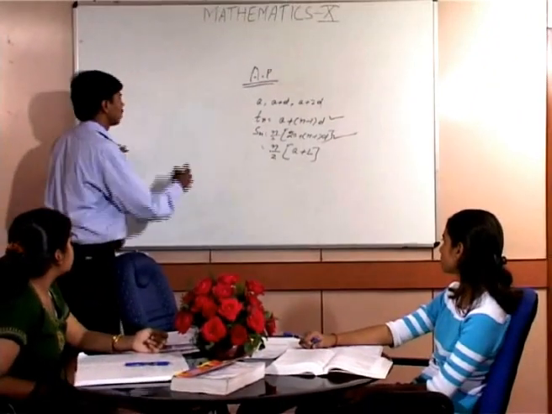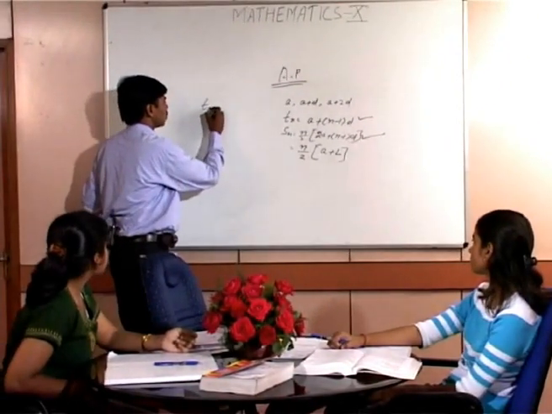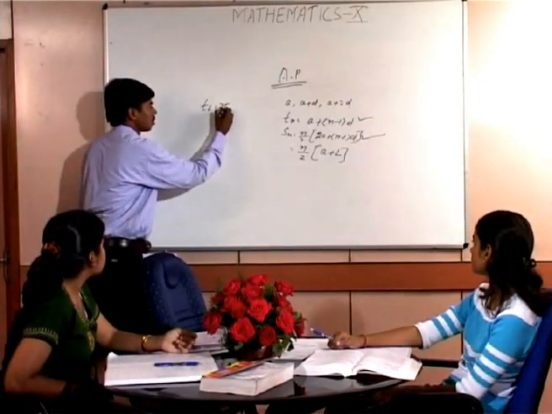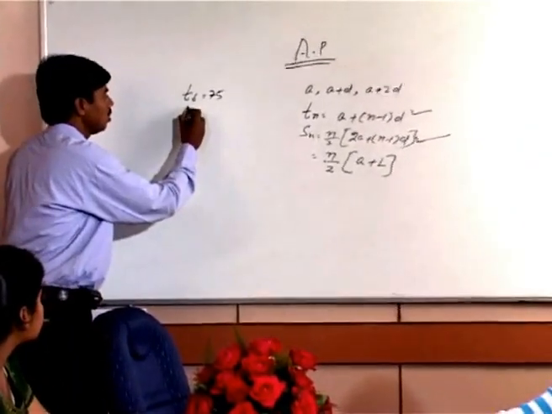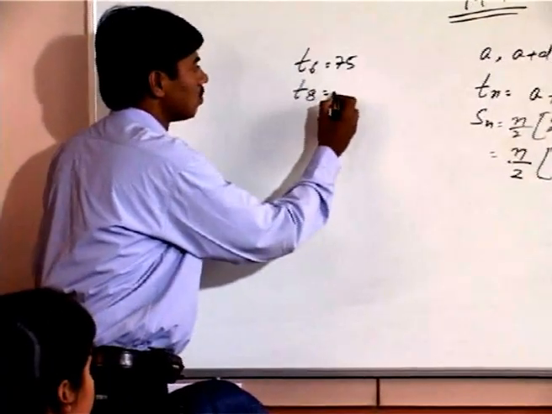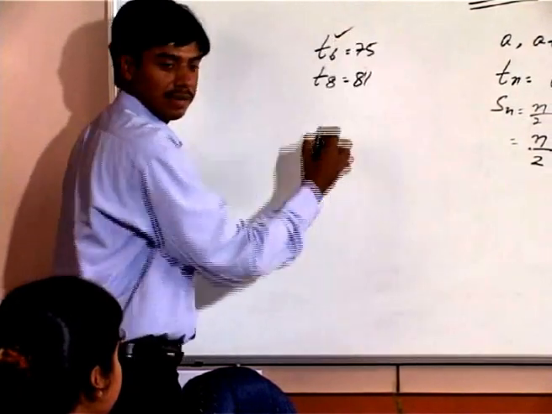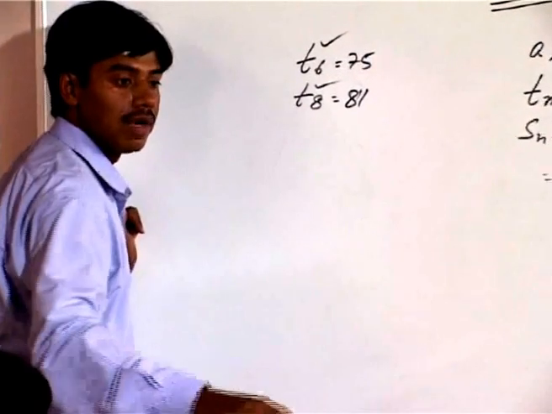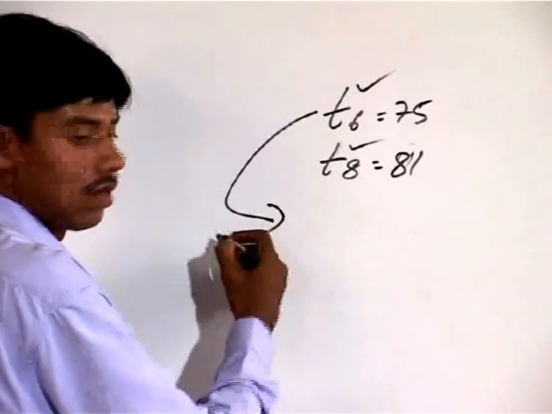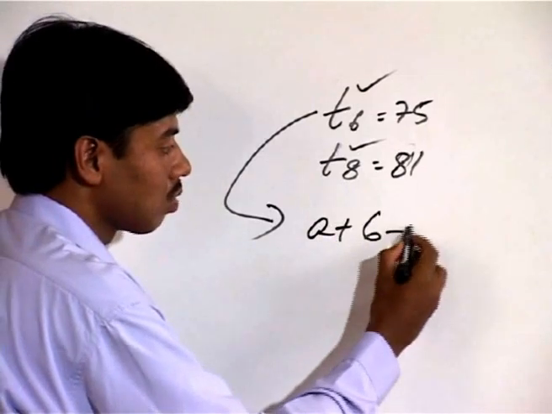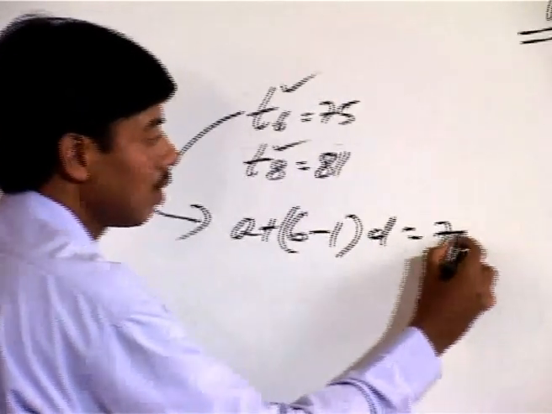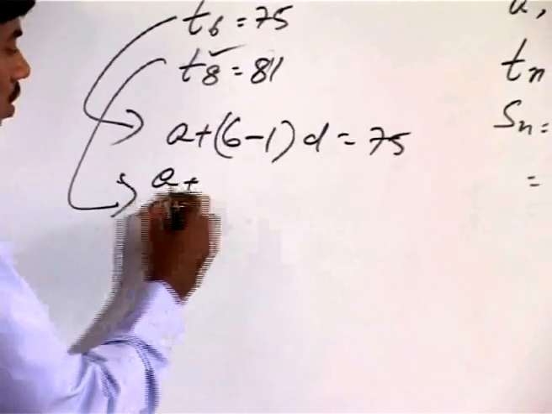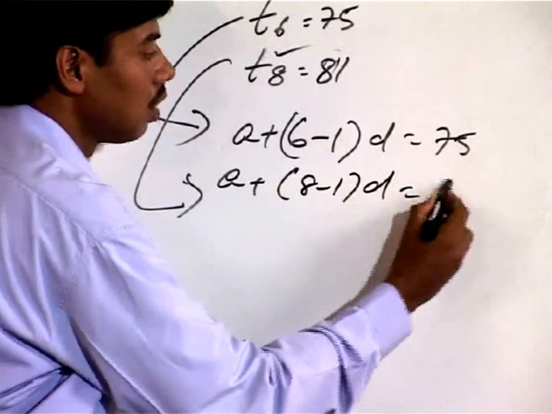Suppose an example is given to you. T6 is given to you as 75, and T8 is given as 81. As you know, T6 is 75 and T8 is 81, so how do we find the value of a and d? The formula is a plus 6 minus 1 into d equals 75. Is that clear? Yes. And the other one, a plus 8 minus 1 into d equals 81.